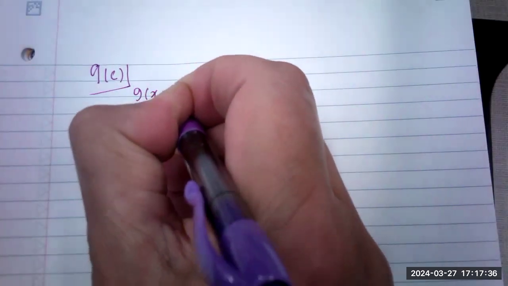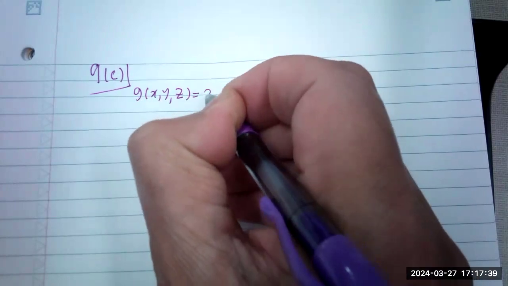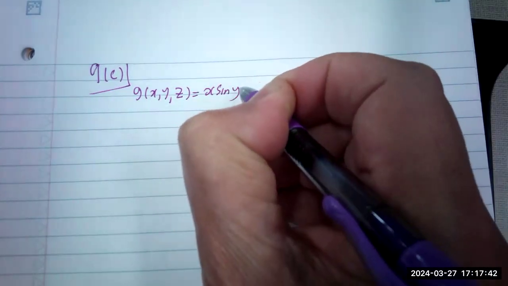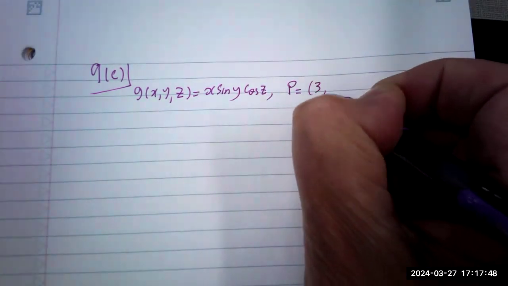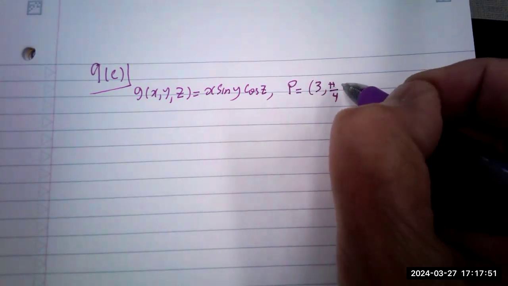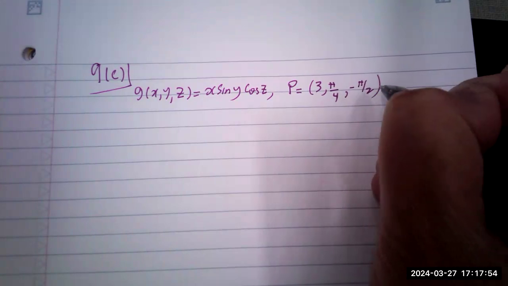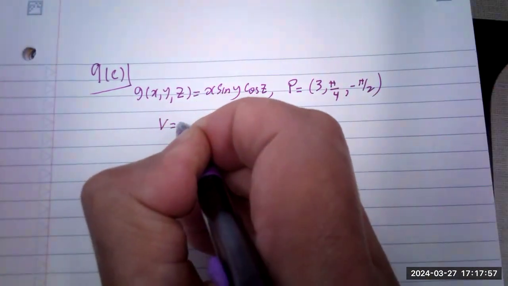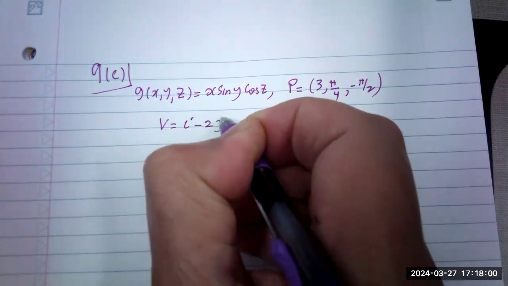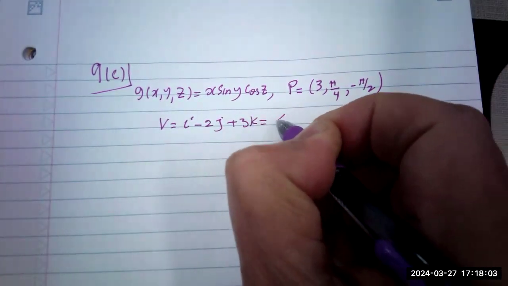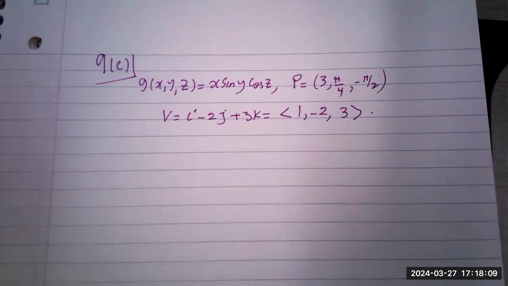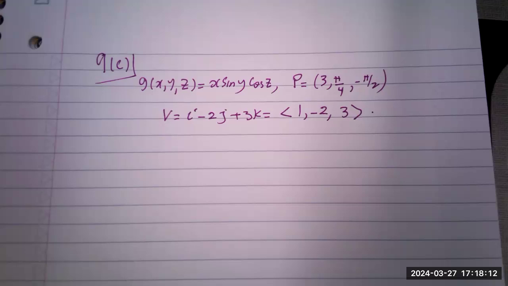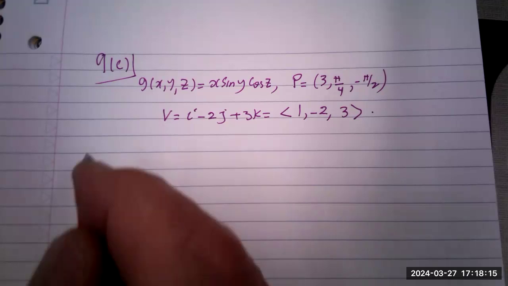Okay, for 9c, the function is g of x, y, z. The g is x sine of y, cosine of z, at the point P, which is (3, π/4, -π/2), in the direction of the vector v, which is i minus 2j plus 3k. We rewrite it as (1, -2, 3). That's it. Partial derivative, quickly check the v, which is not a unit vector. Make sure you check it.